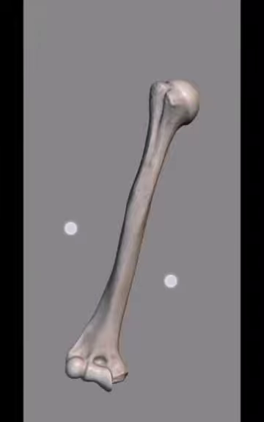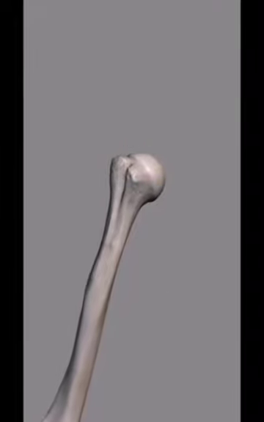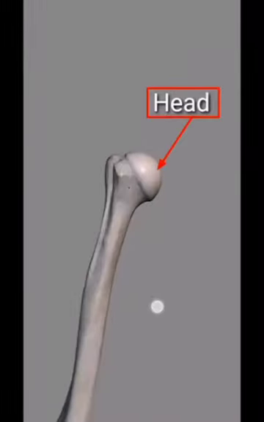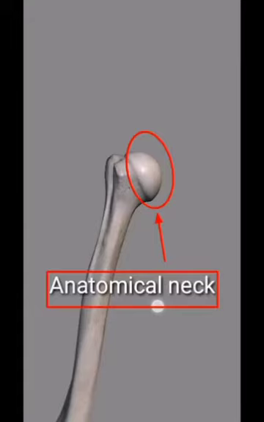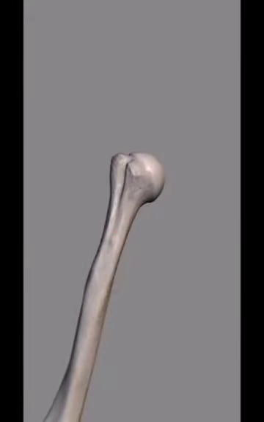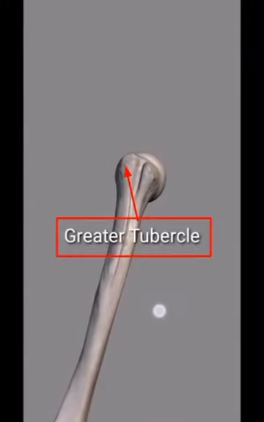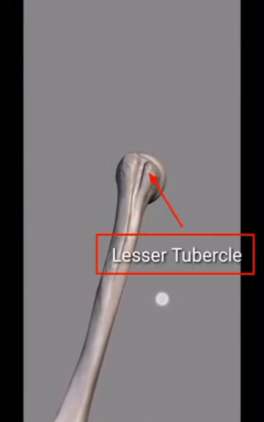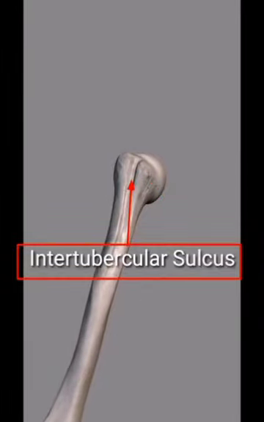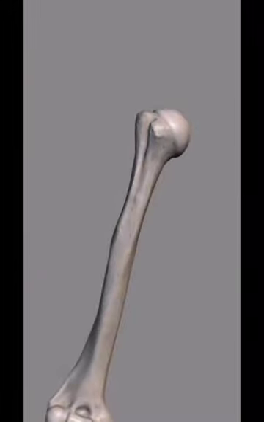Now let's come to the proximal part. Head of the humerus, anatomical neck, surgical neck, greater tubercle, lesser tubercle, intertubercular sulcus.